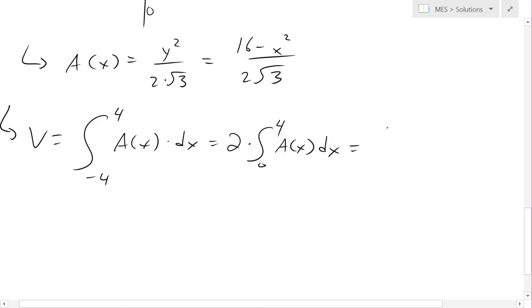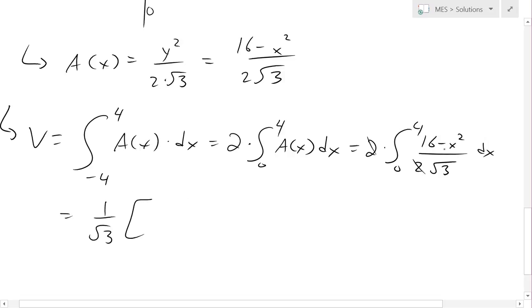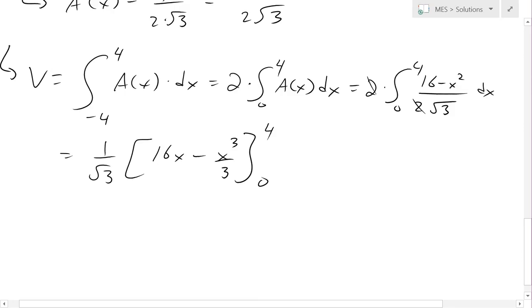So this just simplifies the calculations a lot. And now this would be 2 times the integral from 0 to 4. Now we just plug in our A of x, our cross-section area. So 16 minus x squared, over 2, and then times square root 3. Now these 2's cancel. So we'll just cancel this out. And now when we integrate this, we could also take this 1 divided by square root 3 out. And now we integrate this top here, 16 minus x squared. That'll be 16x. x squared is just x cubed over 3. And now it's from 0 to 4.